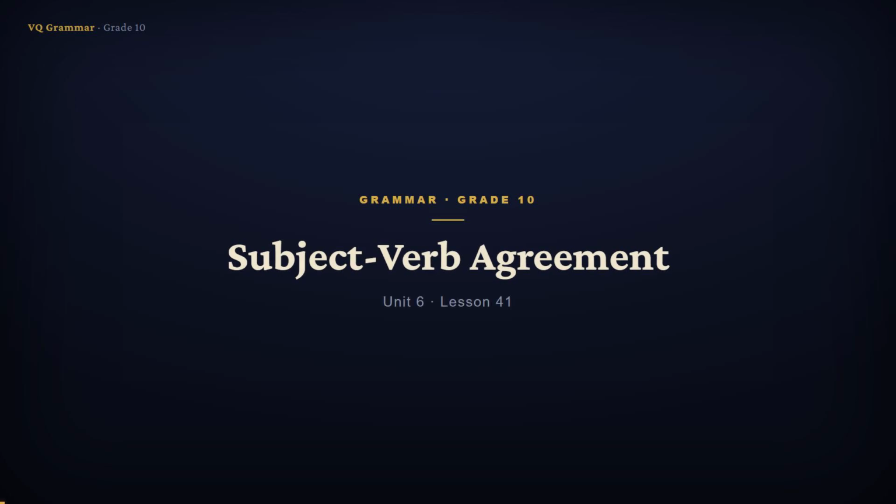This is Unit 6, Lesson 41, and we're opening a brand new unit, Subject-Verb Agreement. Here's the whole idea in one sentence. A verb has to match its subject in number. If the subject is one, the verb must be a one verb. If the subject is many, the verb must be a many verb.